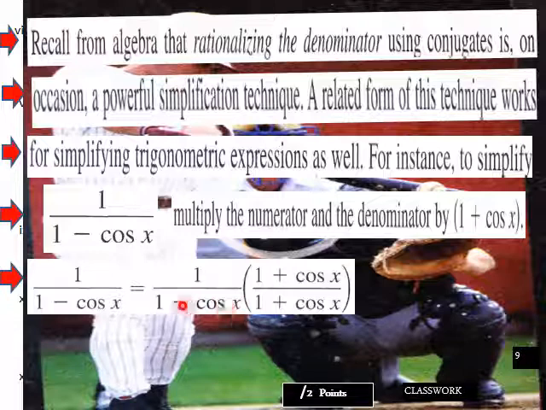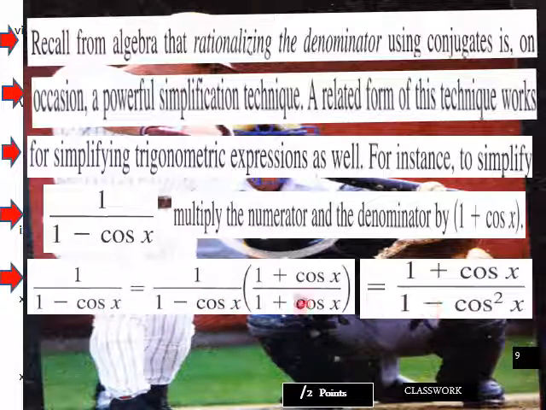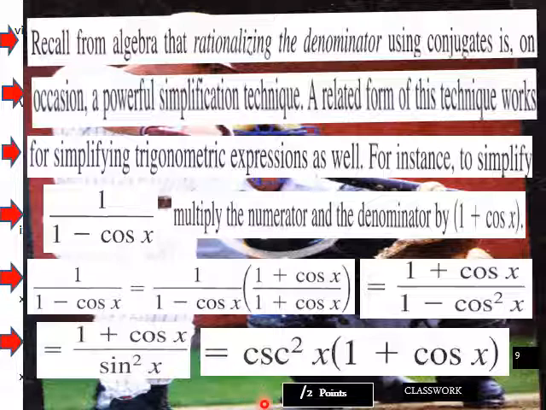So we want to get rid of this 1 minus cosine x in the denominator, and then this becomes 1 plus cosine x over 1 minus cosine squared x, which, guess what, is equal to sine squared x. So we have 1 plus cosine x over sine squared x, which will become cosecant squared x times the quantity 1 plus cosine x.